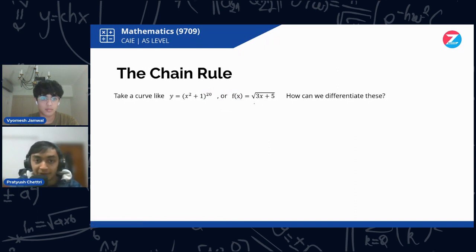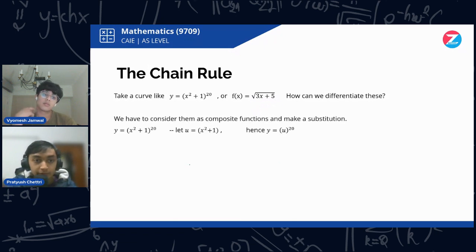But for this one, binomial expansion won't work because we haven't learned how to do that. And even so, it wouldn't be completely accurate. So there's a different method to do this. It's called the chain rule. The way we do it, we consider part of the function, part of the equation, as a separate function and make it two separate composite functions. So let's look at the example here. We're going to take this part here and make it equal to u.